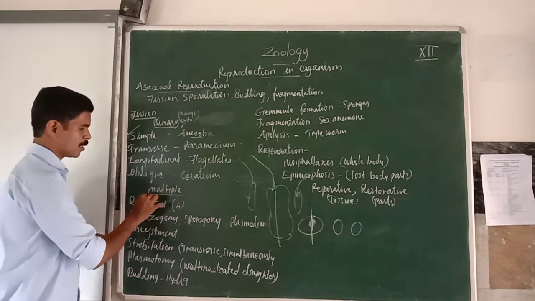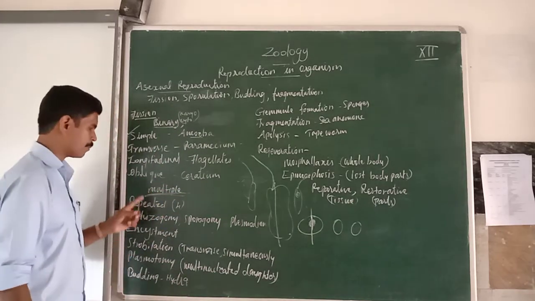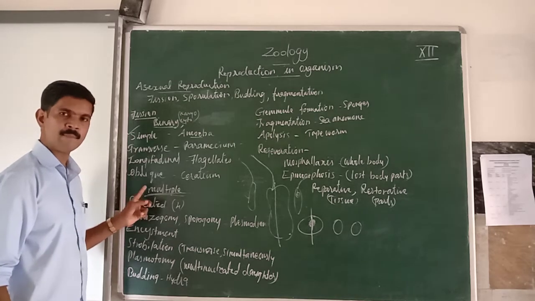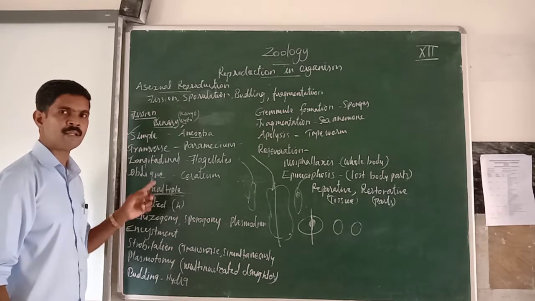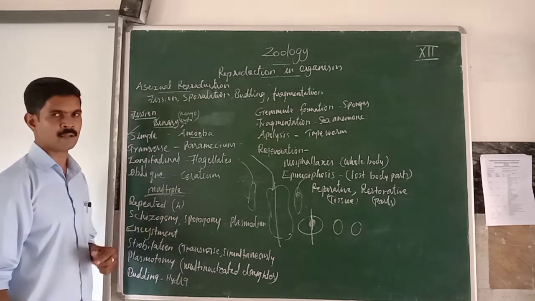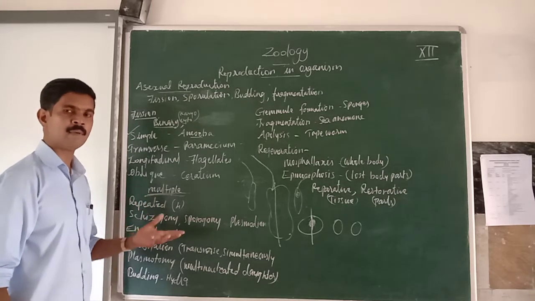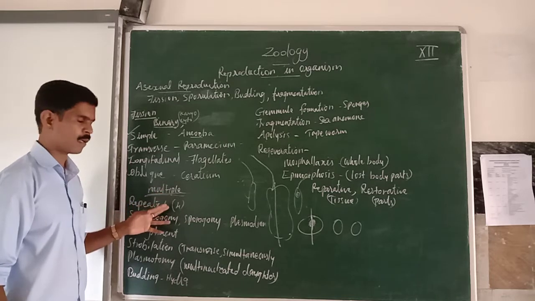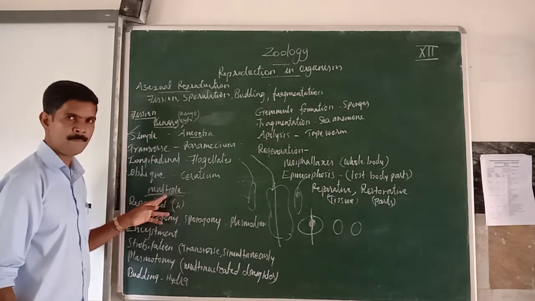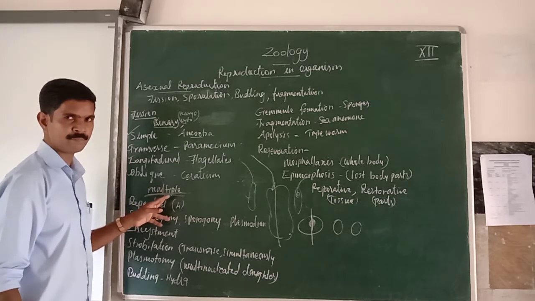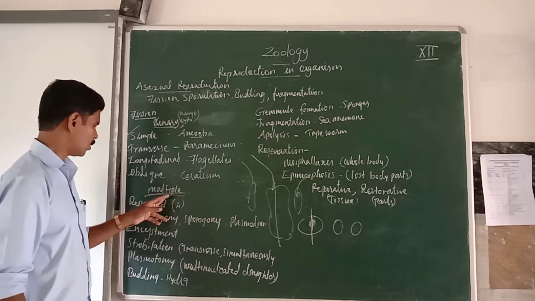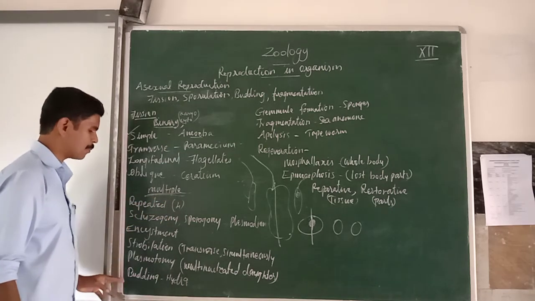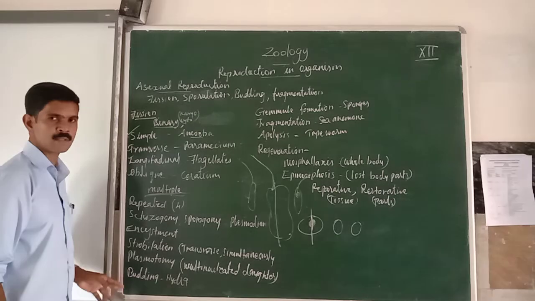Now we are going to study multiple fission. Multiple fission means a single parent organism divides into many young organisms. Many organisms are developed from a single parent organism. This type of fission is called multiple fission. Now we are going to study some important 2-mark questions. All these questions are 2-mark questions.